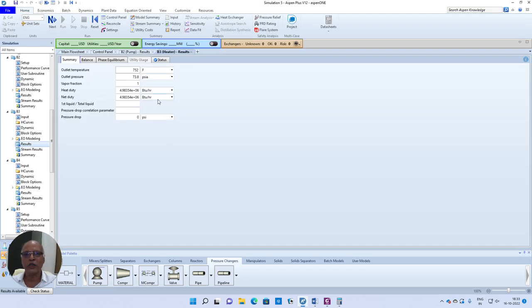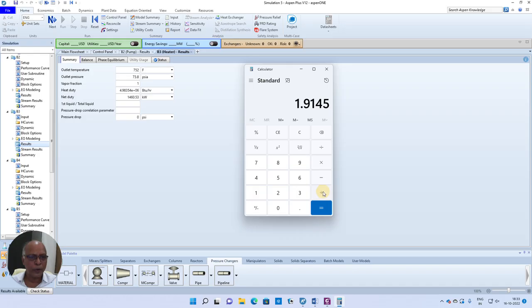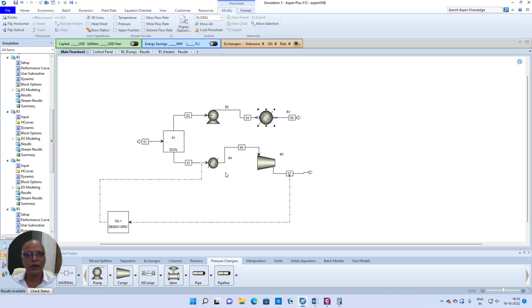So once again, the netted duty, I'll convert it into kilowatts. So it is about 1460.53 plus 1.9145. So this is the total amount of energy required in order to bring in the required change of state with respect to ethyl benzene, about 1460.53. Please remember this. And now let us also try to look at what is the energy requirement in the second option.